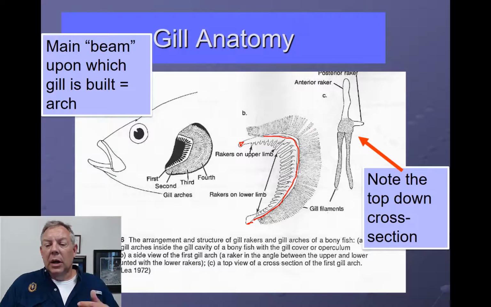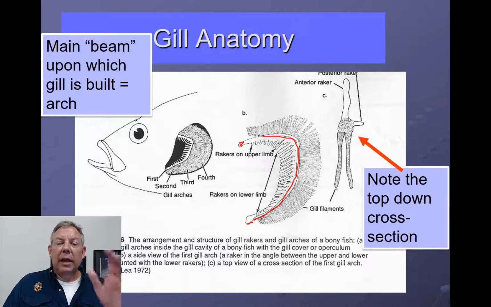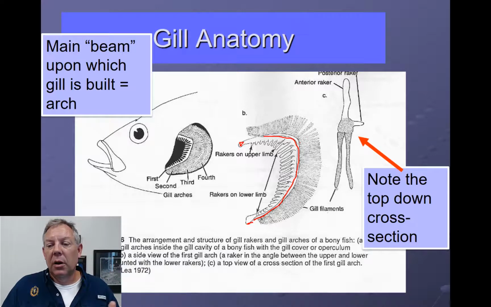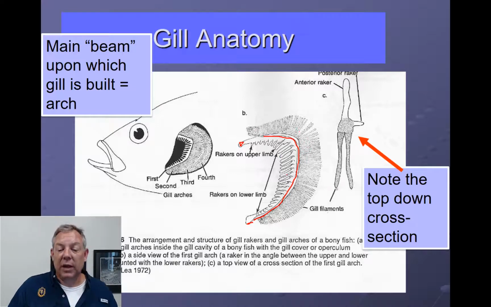And then coming anterior off the front of that arch are stiff finger-like projections called rakers. And then coming off posterior are the filaments. And the filaments are where the blood flows and where gas exchange takes place and other things. And so you can see the structure of the gill here.